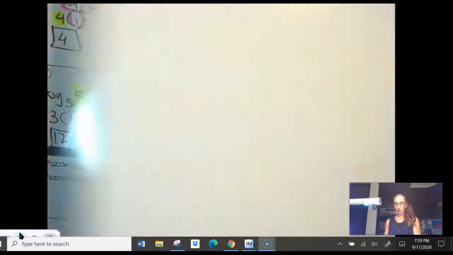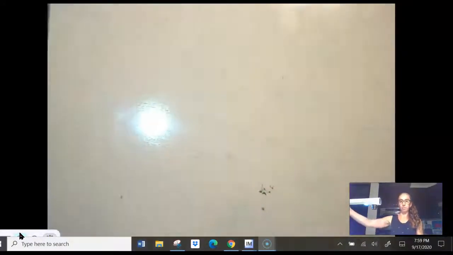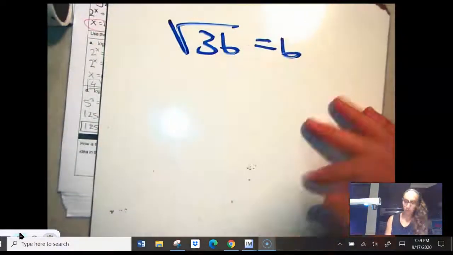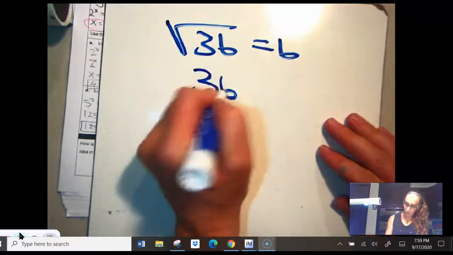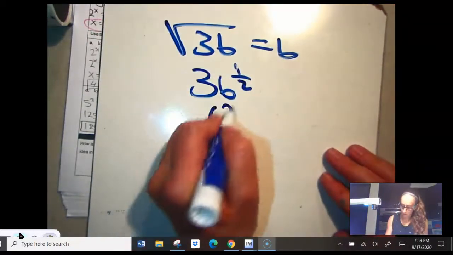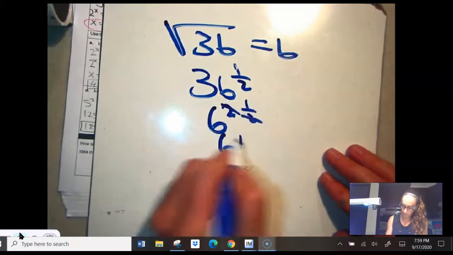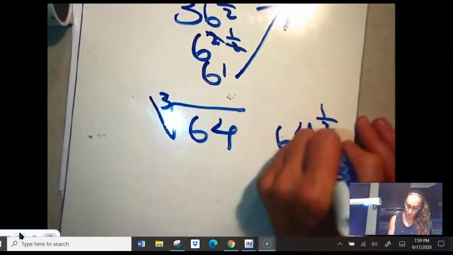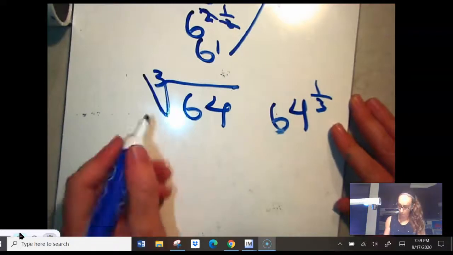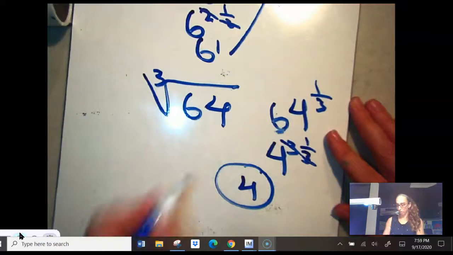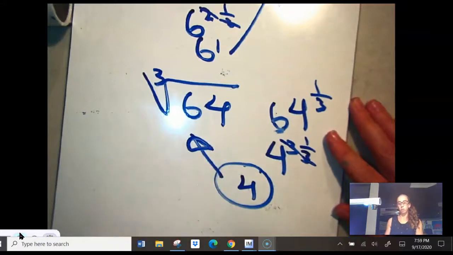Remember, if you have, let me zoom out a little bit, the square root of 36, you agree that's 6. It also means 36 to the 1/2. That's the same thing, because 6 squared to the 1/2 is 6 to the first, which is 6. The cube root of 64 is 64 to the 1/3. And why is that? Because 4 cubed to the 1/3 is 4. And the cube root of 64 is 4.